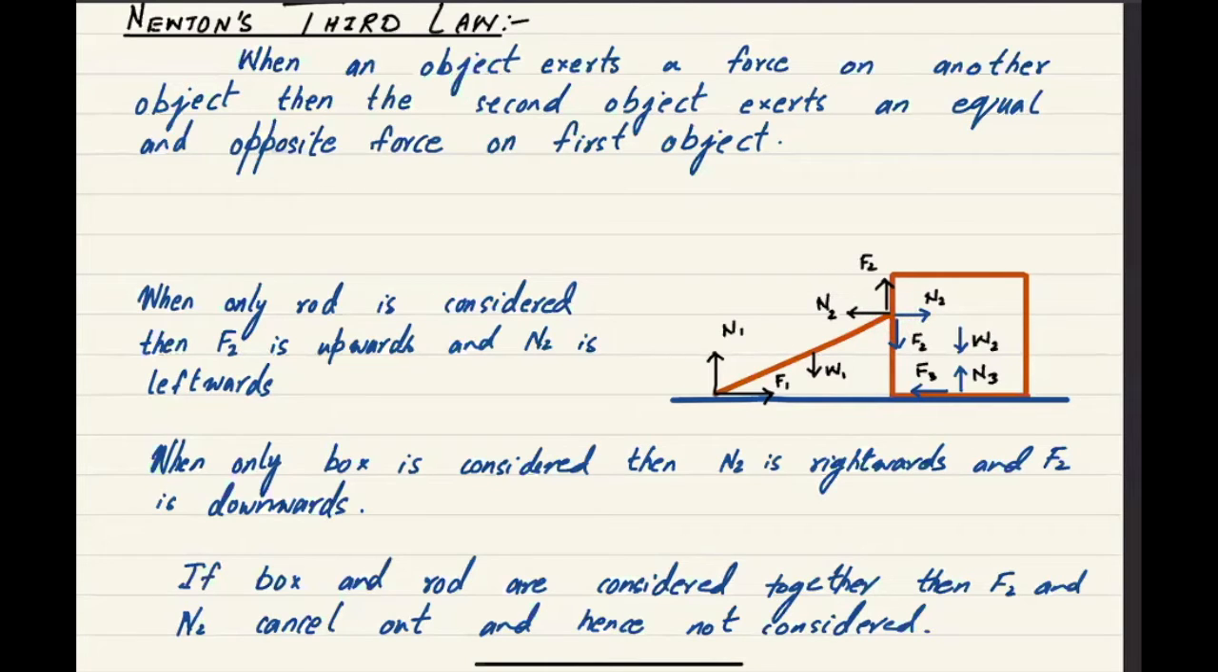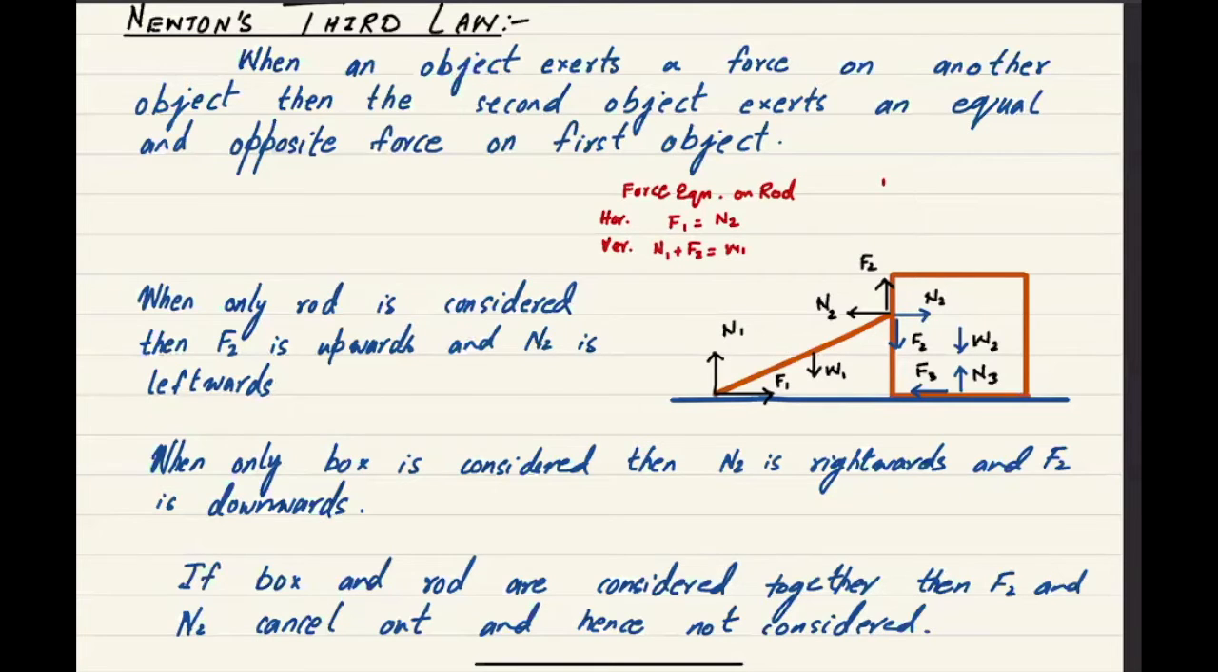I'm just talking about force equations. On the rod, what would be the horizontal force equation? There are only two horizontal forces on the rod, and for equilibrium they must be equal to each other. So F1 must be equal to N2. And when you take the vertical force equation on the rod, then N1 plus F2, both acting upwards, must be equal to W1, which is acting downwards.